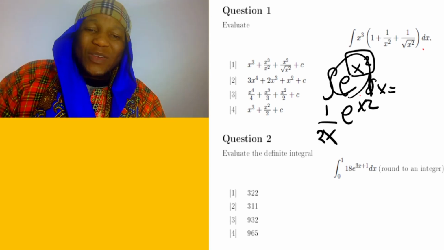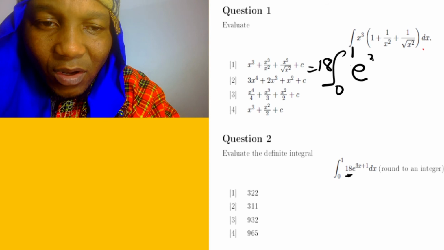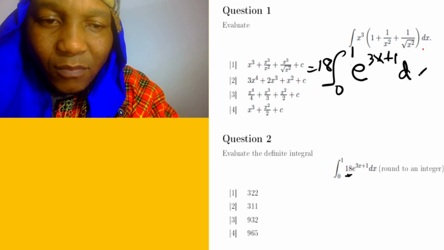So those are the rules. The first question was a power rule, that's why we had to use that rule. But this is exponential integration. Now let's go to the actual question. First, you see this 18? 18 is just a constant, so we take it out in front. Since it's a constant number, we integrate from 0 to 1, and then we write our e to the power 3x plus 1, dx.